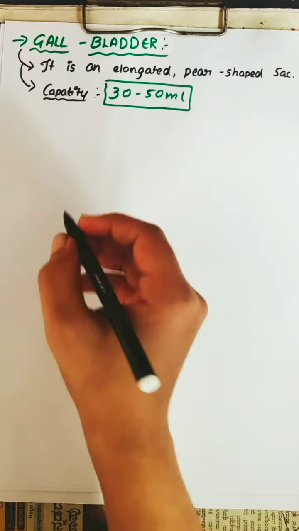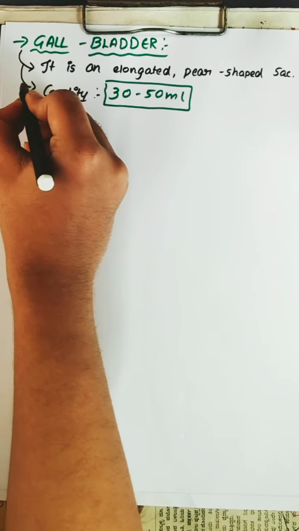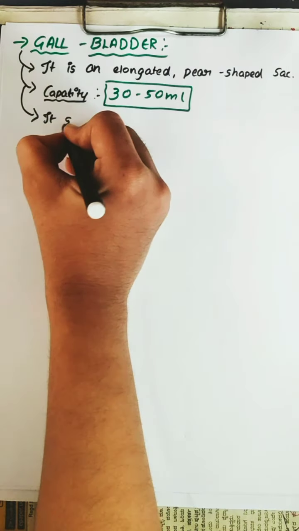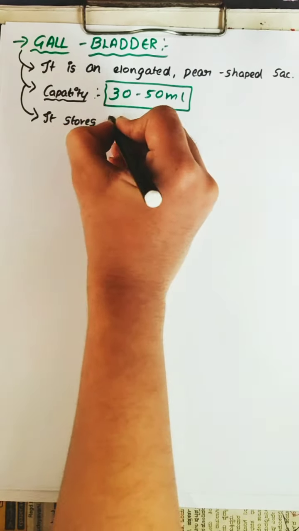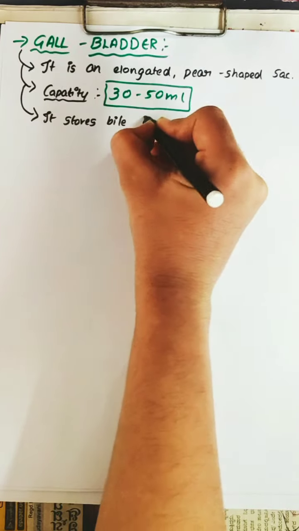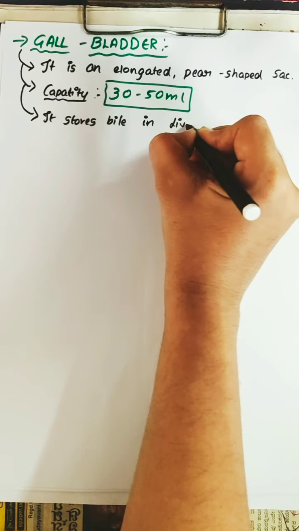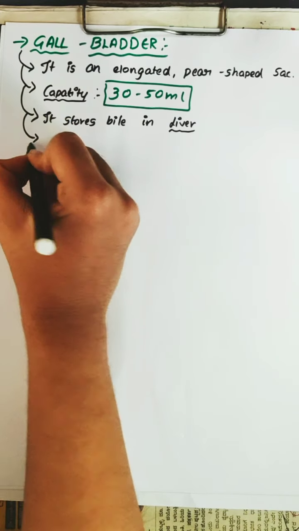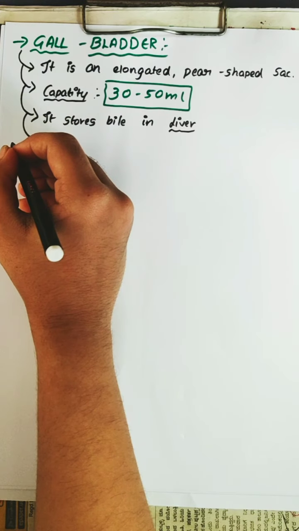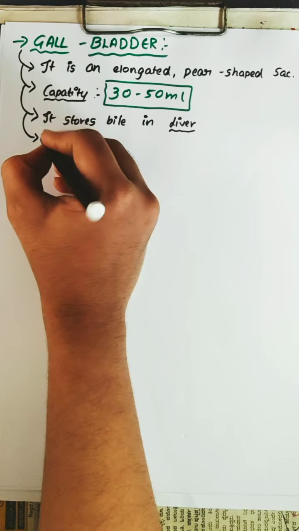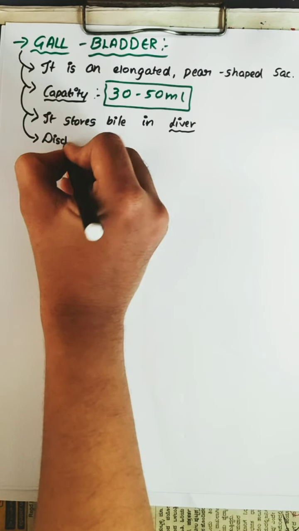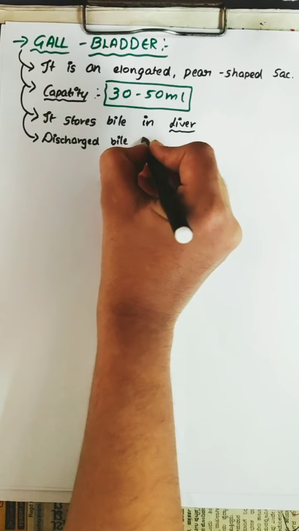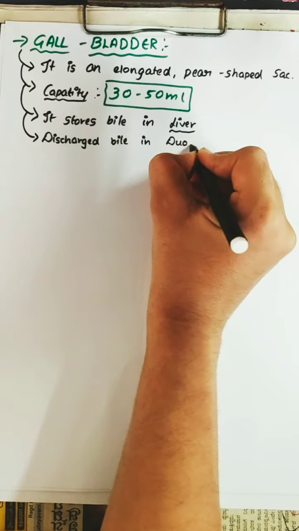So the gallbladder stores the bile from the liver. What does this gallbladder help for? It stores bile from the liver. Next point I have to remember is that it discharges the bile into the duodenum.